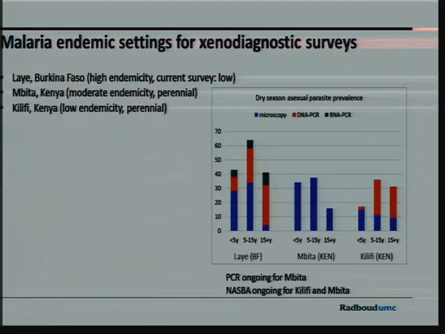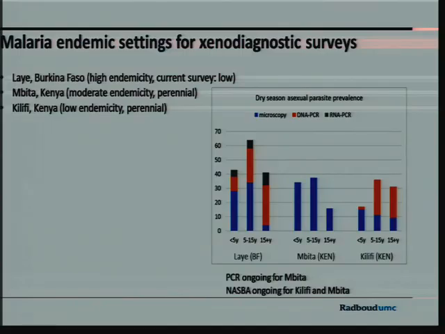PFS25 for gametocytes. We aimed to do these surveys in 3 settings. It's impossible to capture all of Africa, but these are at least representative of different settings in Africa. Burkina Faso, high endemicity, very intense transmission. However, I'm going to show the findings from the lowest of the low season, the dry season, several months into the dry season. Mbita, Kenya, on the shores of Lake Victoria, moderate, perennial transmission, and Kilifi, which used to be a lot higher, but now is actually a low endemic site. And this is work in progress.